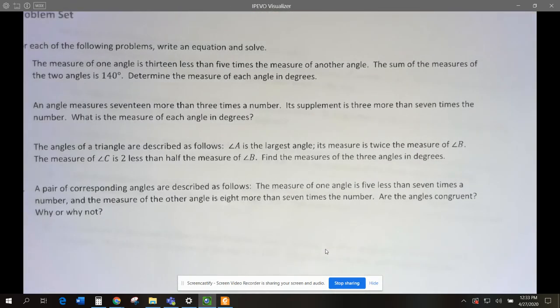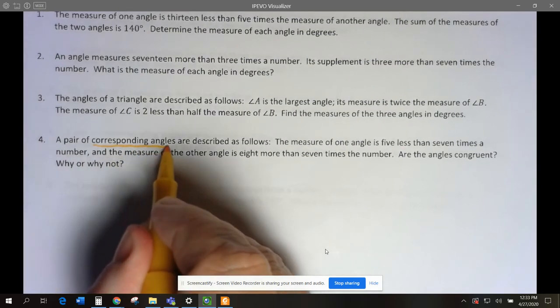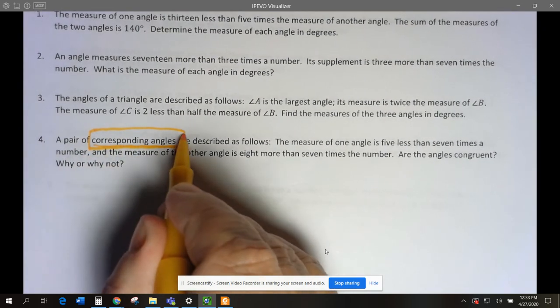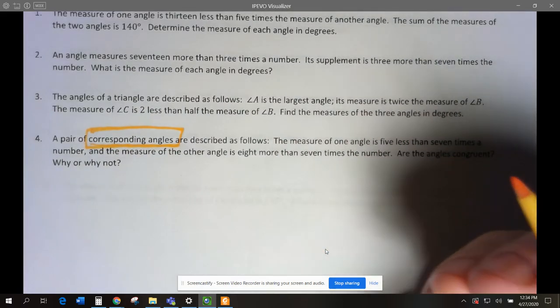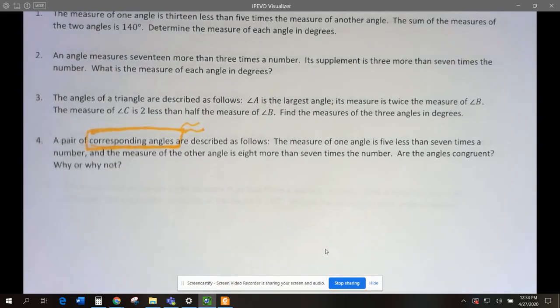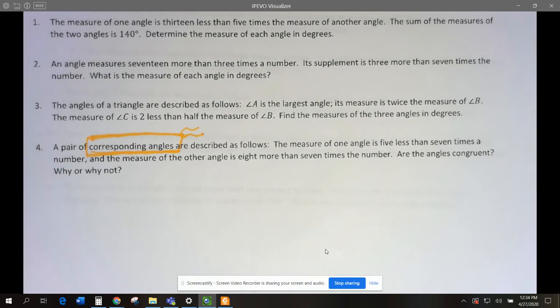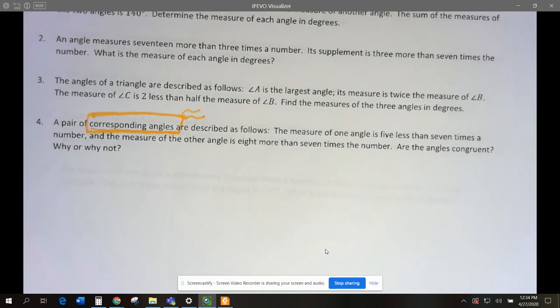Let's go on to problem number 4. We have a pair of corresponding angles. Oh boy, what does corresponding angles mean? Corresponding angles are angles in the same place of different intersections. And remember, we know that corresponding angles are congruent. Okay. They're going to be congruent. The measure of one angle is 5 less than 7 times a number. Well, that's only if they're by parallel lines.